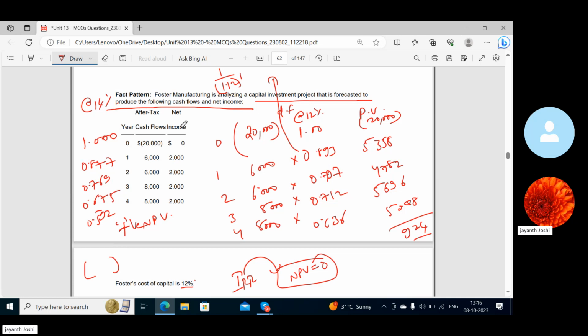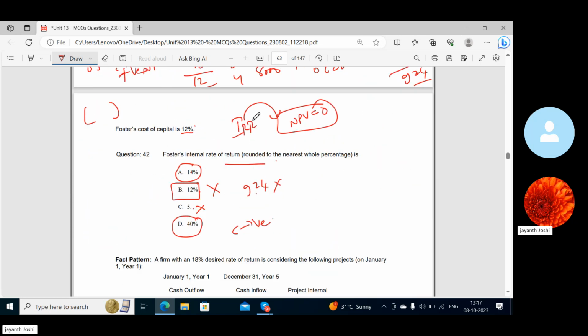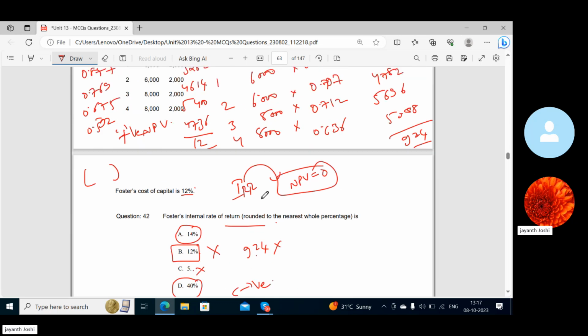So 20,000 into 1 will be 20,000 as usual. 6,000 into 0.877, this I'll keep negative, will be 5,262. Then 1,614 for the second year. For the third year, 5,400. For the fourth year, it will be 4,736. If you do this, you'll get 12, which is almost negligible, almost near to zero, correct? So your IRR would be 14%. Done.